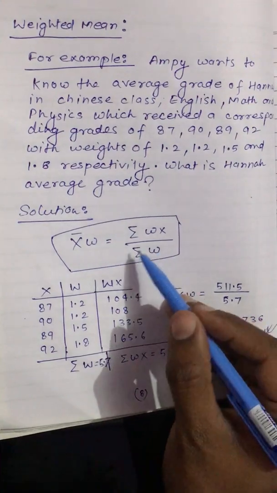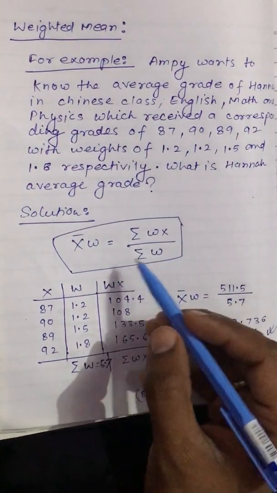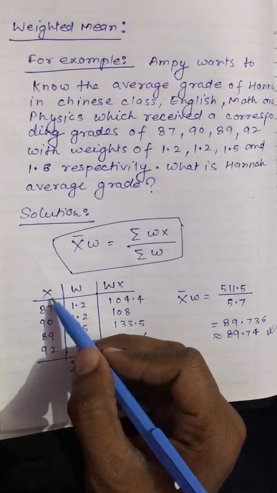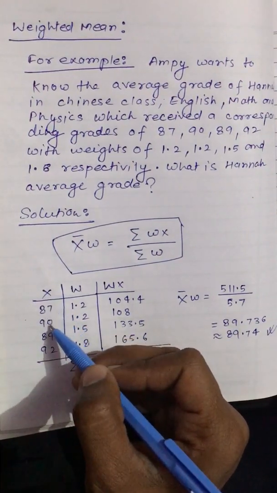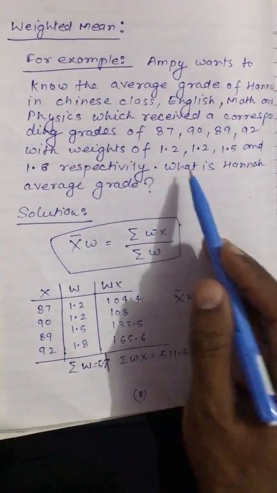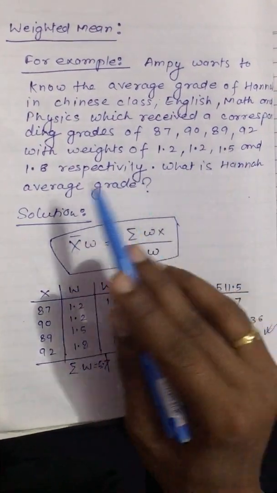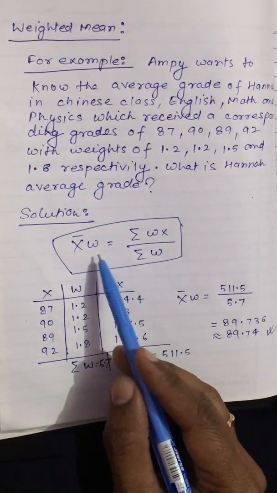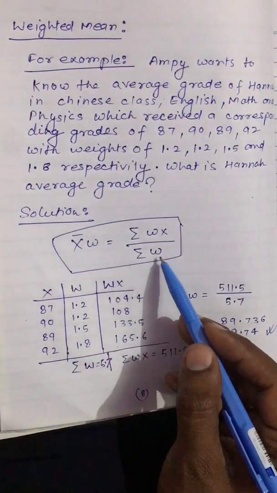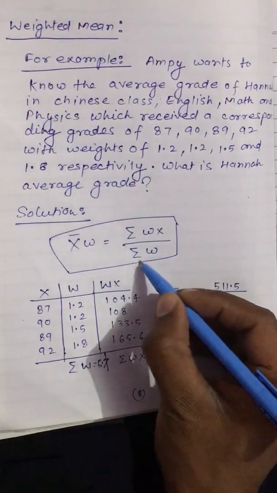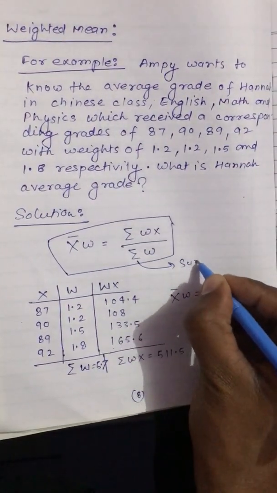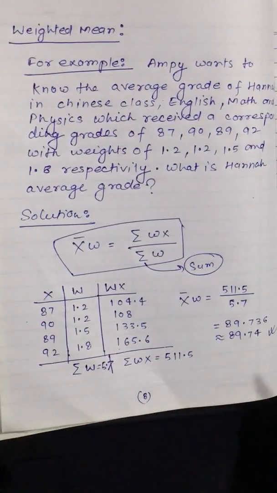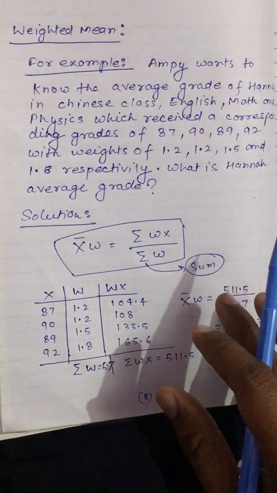In this case we'll go by the weight. Okay, so what we're going to do: first, x means the scores in subjects: 87, 90, 89 and 92. Weights are given as 1.2, 1.2, 1.5 and 1.8. I have written the weights here. Now, using the formula, what do we need to find out? Sigma w. Sigma represents sum, so the sum of w. Before, we had the sum of the number of data divided by the number of data.